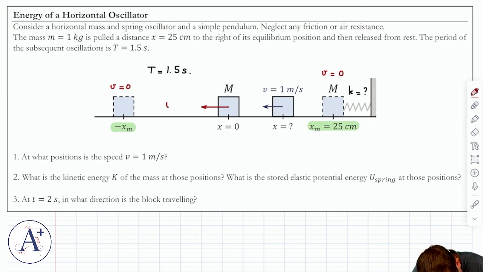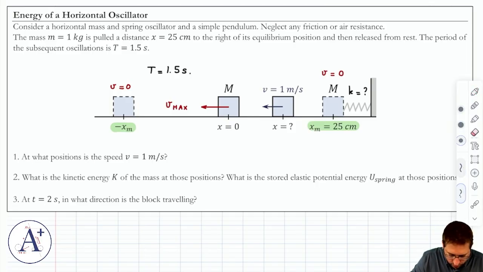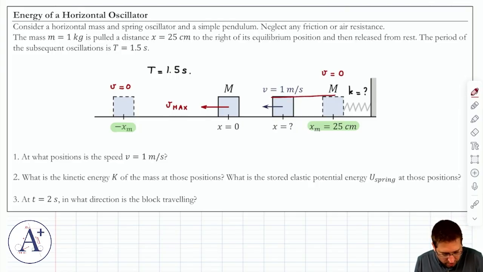Well, here v is not 0. In fact, here v is v max. An oscillator will reach its max speed when it goes through its equilibrium position, because it's been speeding up from 0 here, being pushed to the left by the spring, and reaches here with v max. The second it steps over the line, x equals 0, the spring is going to start to be stretched. It's going to pull it back and slow it down to a stop, and then it's going to come back. So as the mass goes through the equilibrium position, it reaches its max speed.